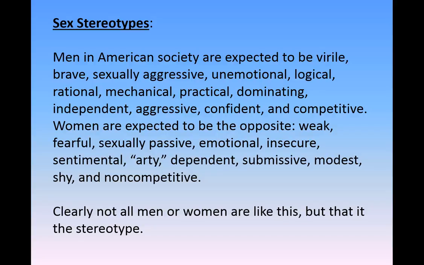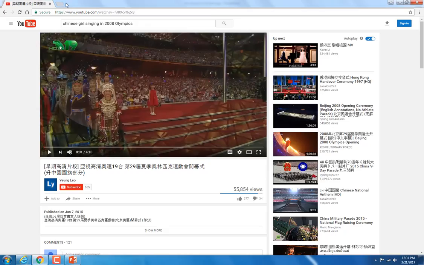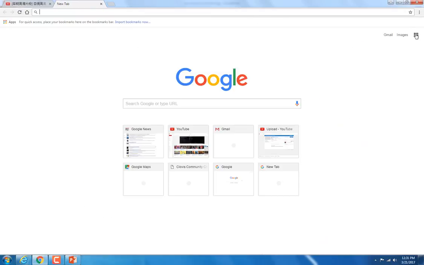Some sex stereotypes. Men are expected to be virile, brave, aggressive, unemotional, more logical and mechanical, confident and competitive. They are supposed to not like losing compared to women. Women are expected to be more emotional, sentimental, modest, non-competitive, etc. And so, of course, not everybody perfectly lives up to these stereotypes. I mean, there are women who are very competitive, well, like this, for example. Let's see.